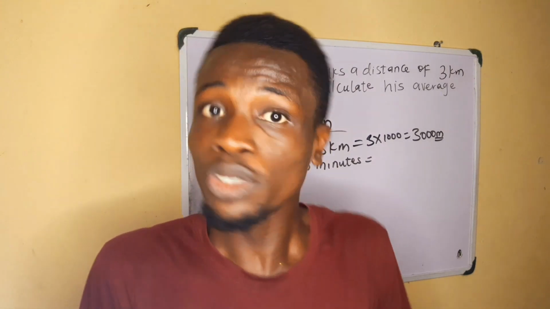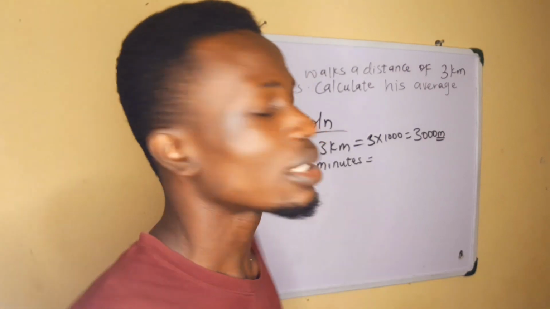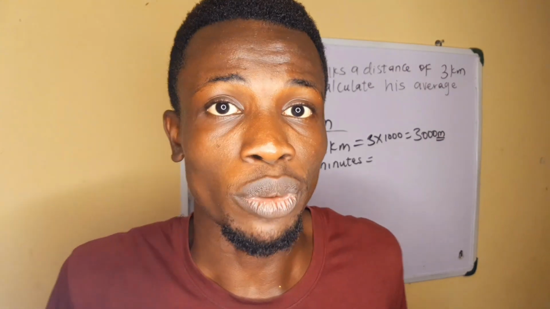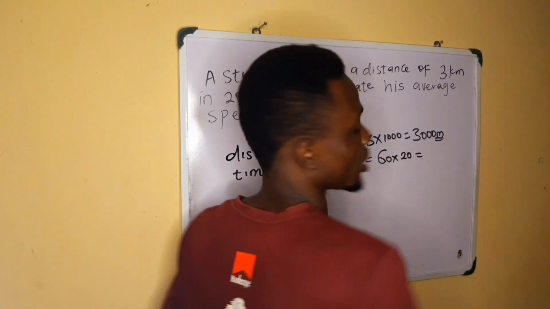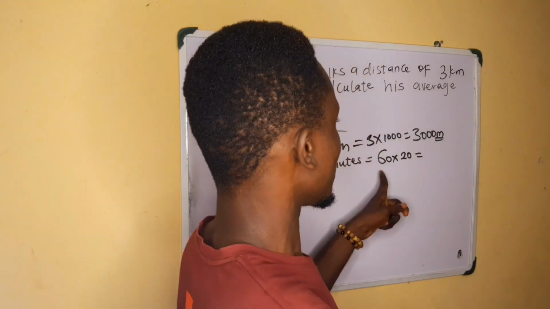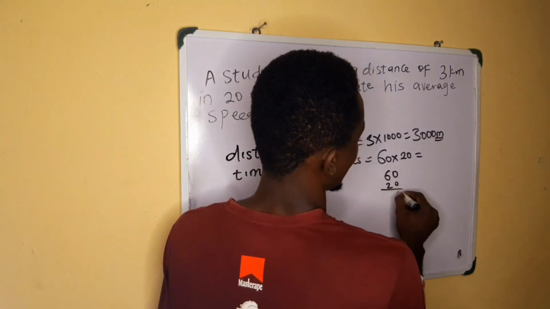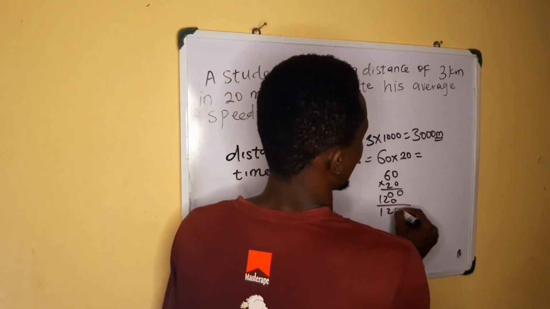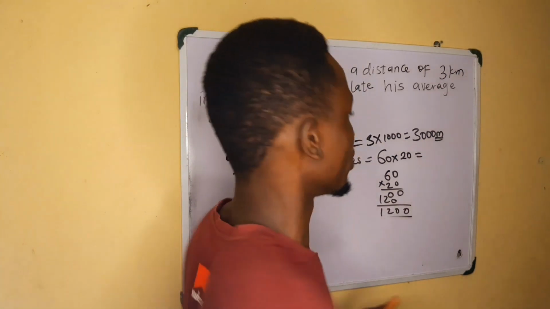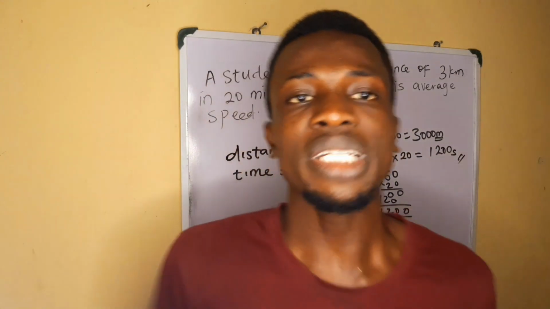And if you don't know already, 60 seconds makes 1 minute. So to convert 20 minutes to seconds, you have to simply multiply by 60. So it's actually 60 times 20. If you get this here, you're going to have 60, 20. This is 0, 0. 2 times 0 is 0, 2 times 6 is 12. So it's actually 1200 seconds. So we have found all we need.